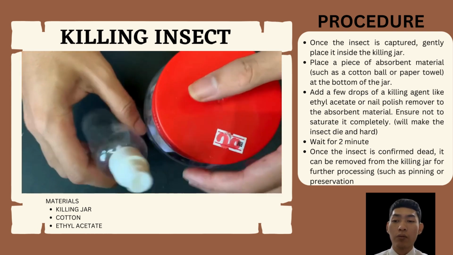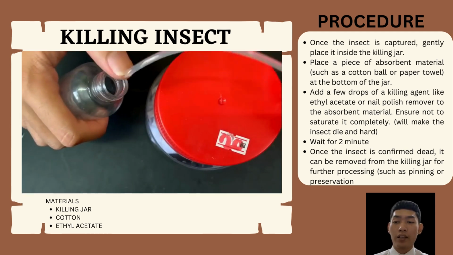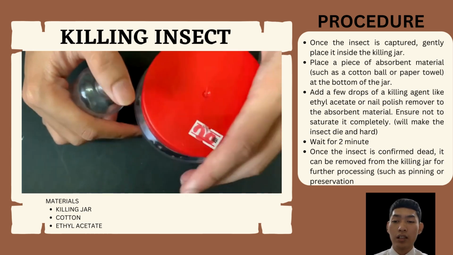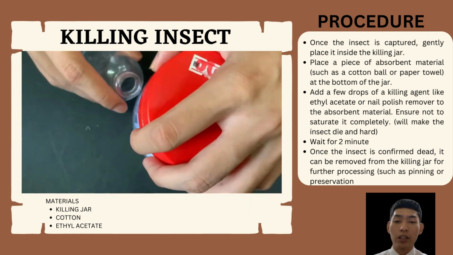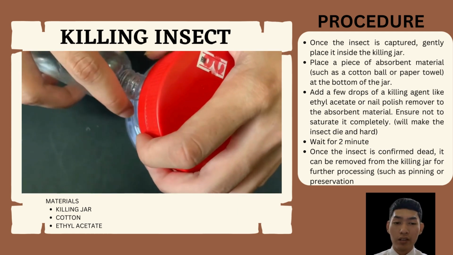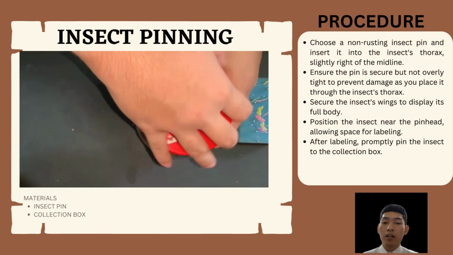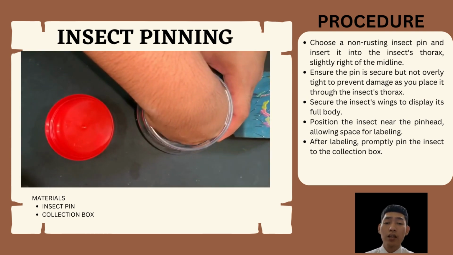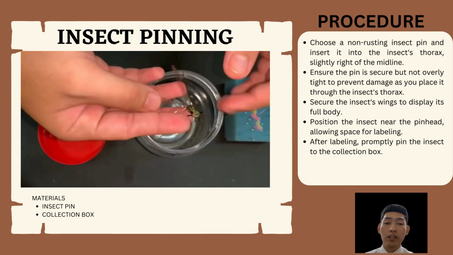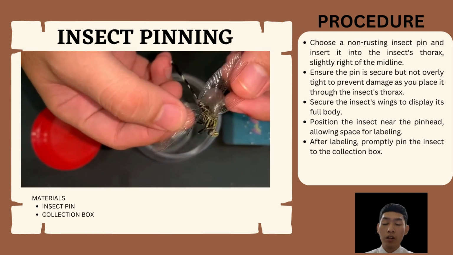Wait for 2 minutes until the insect is confirmed dead. Once the insect is confirmed dead, it can be removed from the killing jar for further processing such as pinning or preservation. And the third step is insect pinning activities. The materials needed in these activities are the insect pin and collection box.